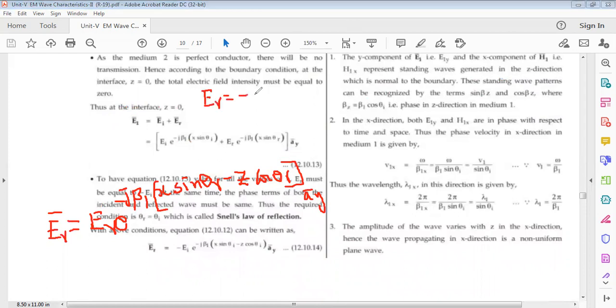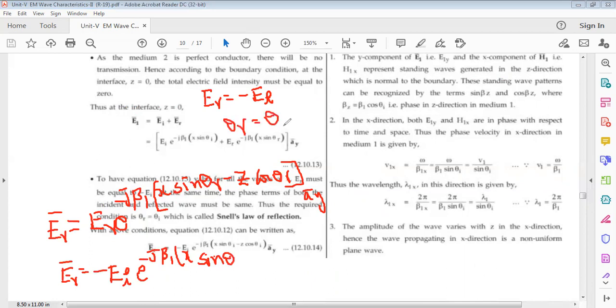ER is equal to minus EI in this ER bar. So ER bar is equal to minus EI into e power minus j beta 1 x sine theta r. Theta r is equal to, according to Snell's law of reflection, theta r is equal to theta I.